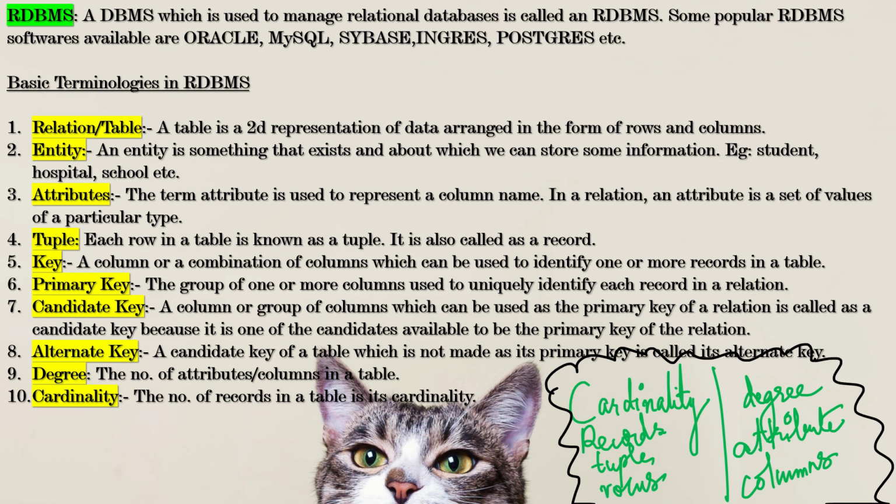If they ask what is the cardinality of the table, that means the number of records, so you must count how many rows are there. If they ask what is the degree, it means how many columns or attributes are there in the table. They can ask in any way, so you must know these are all synonyms of each other. Synonyms of rows: cardinality, records, tuple. Columns: attribute and degree.